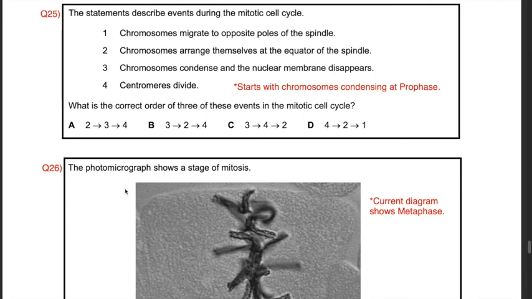What is 4? Centromeres divide. And what is that stage known as? That stage is known as anaphase. And yes, anaphase does come after metaphase. Therefore, it does follow the correct order, starting from prophase, then metaphase, then anaphase. Hence, the answer is B.